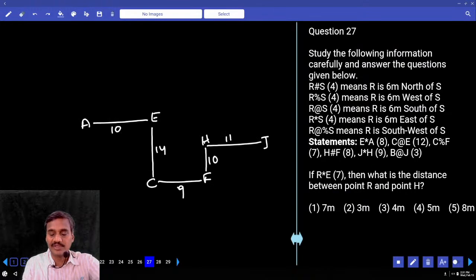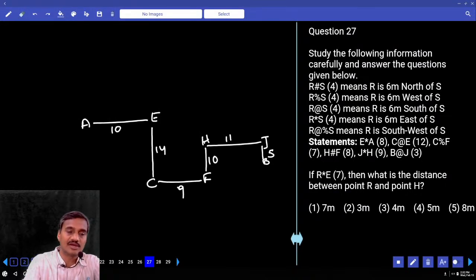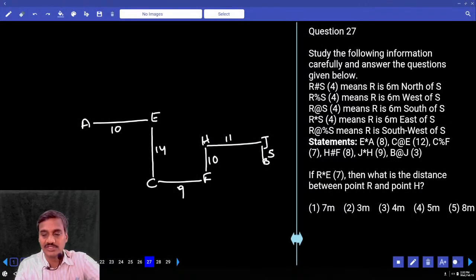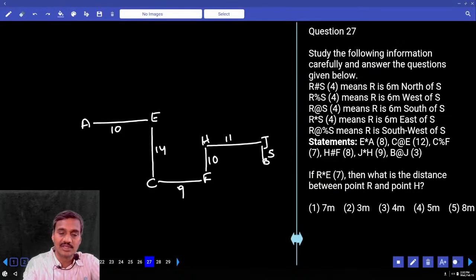And finally B at the rate of. At the rate of means B is to the south of J. B is to the south of J, 3 plus 2, 5. Now B is here. This is 5 meters. Now this is the final arrangement we have. Then if R star E, star stands for R is to the east of E. R is to the east of E which is 7 plus 2, 9. Hence R must be here. R and E are equal to 9 meters.